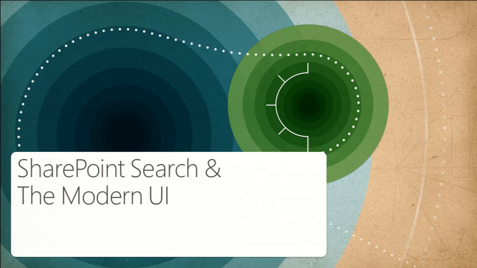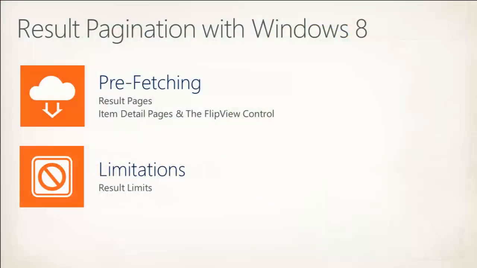So we talked through all this modern UI stuff, how we're able to leverage the grid layouts and the data binding within our Windows 8 app and combine that with SharePoint Search and this result block model very seamlessly. So it's a great synergy between the two technologies.